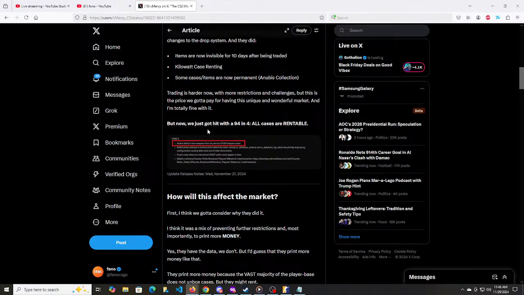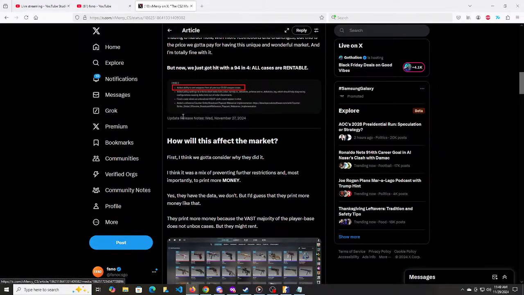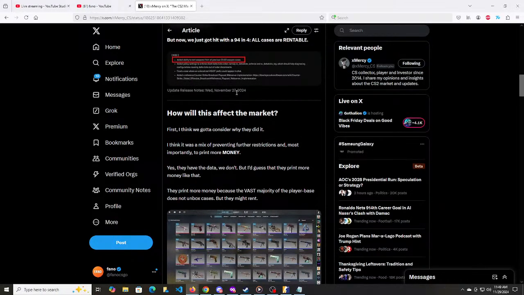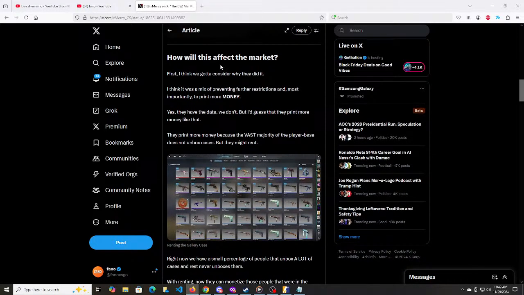But now, we just got hit with a 94-4, all cases are rentable. This was added November 27th, so 2 days ago. How will this affect the market? This is the juicy part. First, I think we got to consider why they did it. I think it was a mix of preventing further restrictions and, most importantly, to print more money. Print more money. That's good. They want to print more money. Yes.